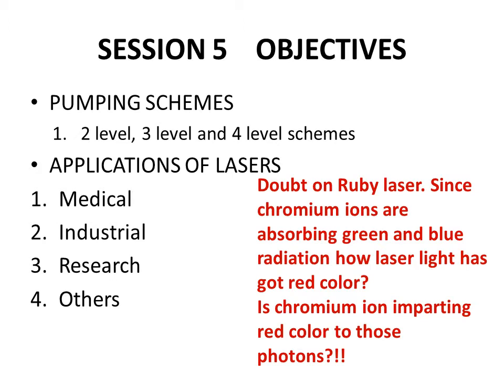Before we move on to the actual content in session 5, let me discuss one question, a doubt raised by one of you. The question was about a ruby laser. She asked me that since chromium ions are absorbing green and blue, how laser light has got red color. She was asking whether it is due to the chromium ion which is imparting red color to the photons.